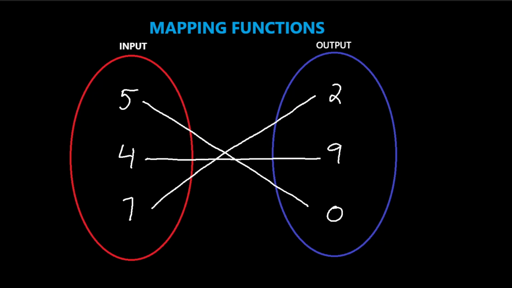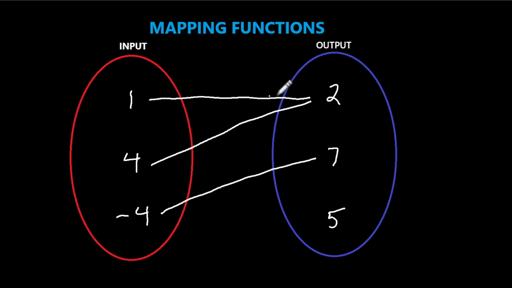Let's look at a few examples to see if you understand when the mapping represents a function and when it represents a relation. So here, what we have is each input x, our independent variable, results in only a single output in y. So 5 maps to 0, 4 to 9, and 7 to 2. So this is a function because each input value has one and only one output value.